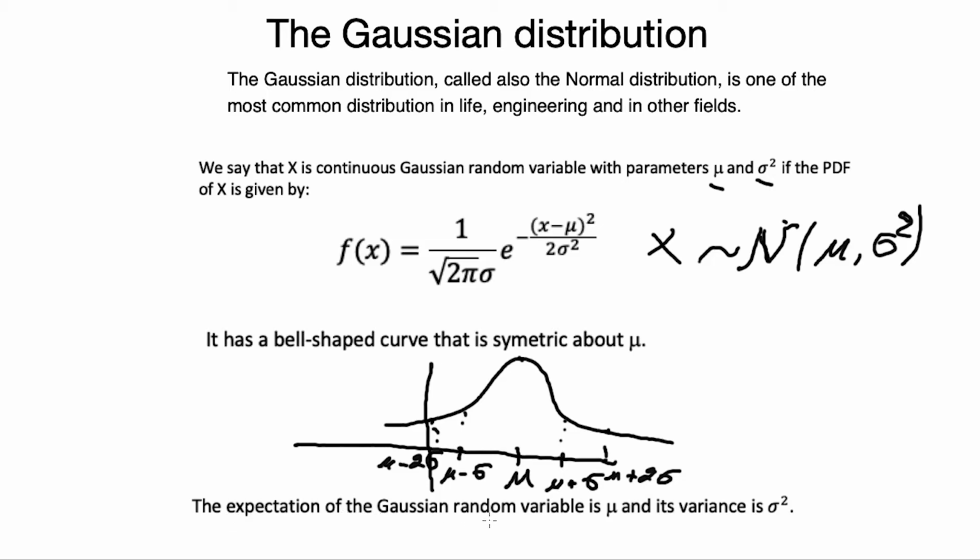And the expectation of a Gaussian random variable is mu, so its mean is its expectation, and its variance is sigma squared, and the standard deviation is sigma, the square root of variance. It is difficult to get the CDF directly from this expression because the CDF is F(a) equals the integral from negative infinity to a of f(x) dx. So it is difficult to integrate this expression. There is a method to get it easily that we'll see in the next slide.